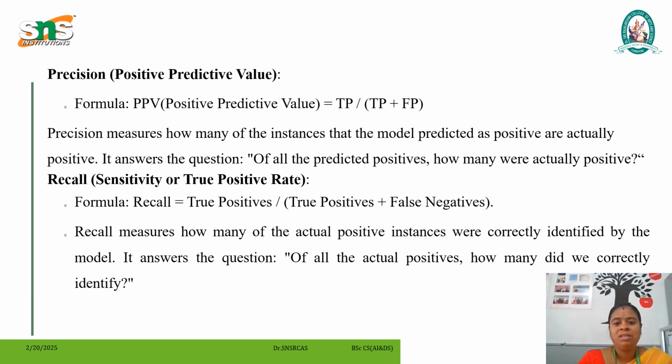Recall, sensitivity or true positive rate. Formula: recall equal to true positive divided by true positive plus false negative. Recall measures how many of the actual positive instances were correctly identified by the model. It answers the question: of all the actual positives, how many did we correctly identify?